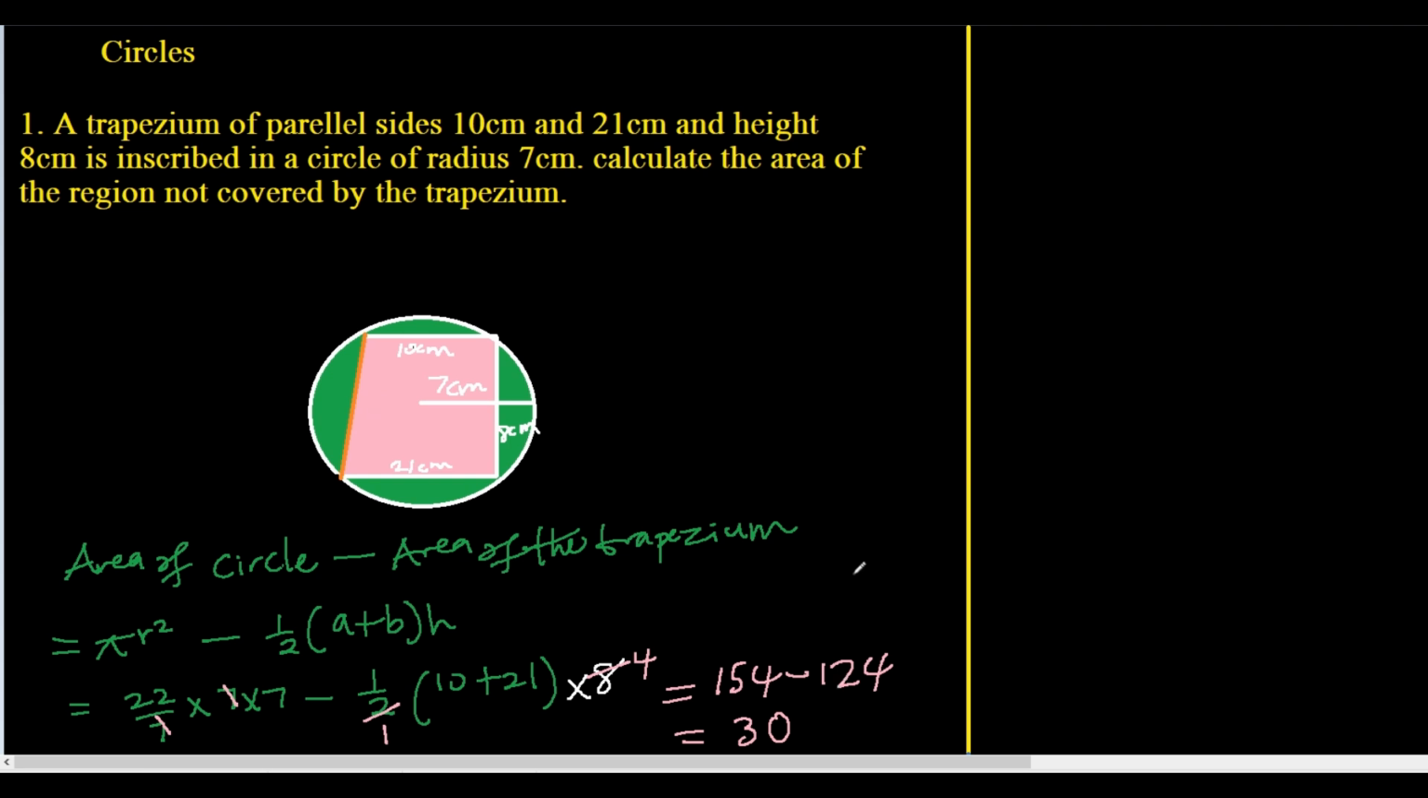Yes, sir. So what is the unit? Centimeter square, since it is an area. So the area of the region not covered is 30 cm square. Okay. So that is about this first one.